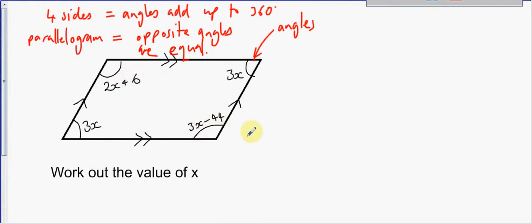And I don't know if you remember, but I said yesterday that forming equations, you're looking for different ways of saying the same thing. So, 2x add 6, as this one, is the same as 3x minus 44. It has to be the same because otherwise it wouldn't be a parallelogram. And now I'm going to solve it.